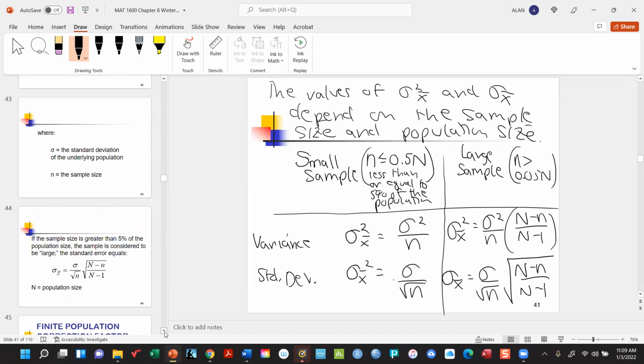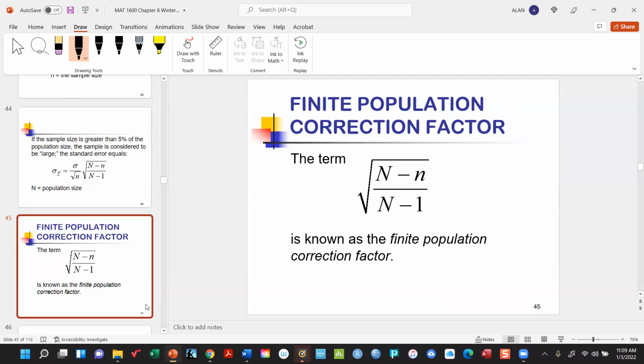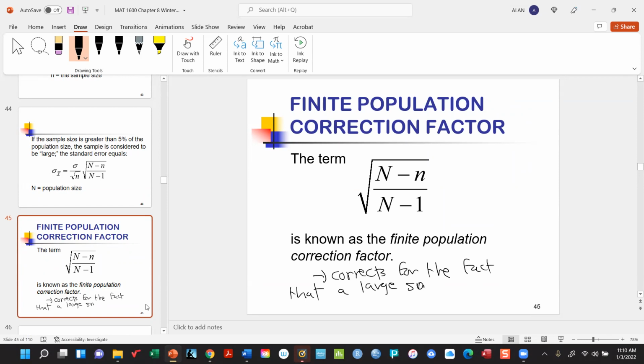By the way, we need more terminology. For the standard deviation or standard error, this term in the square root has a special name. It's not that big of a deal, but it's often referred to as the finite population correction factor. And it simply is designed to correct for the fact that a large sample, or large samples, I guess, reduces the standard deviation.